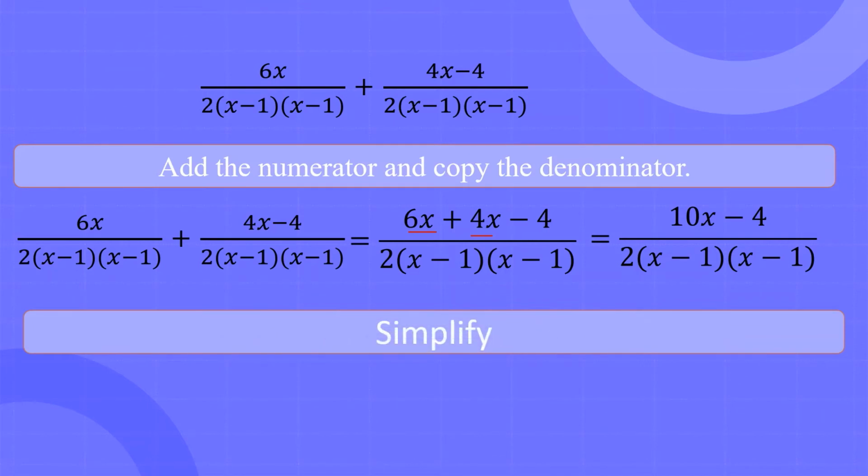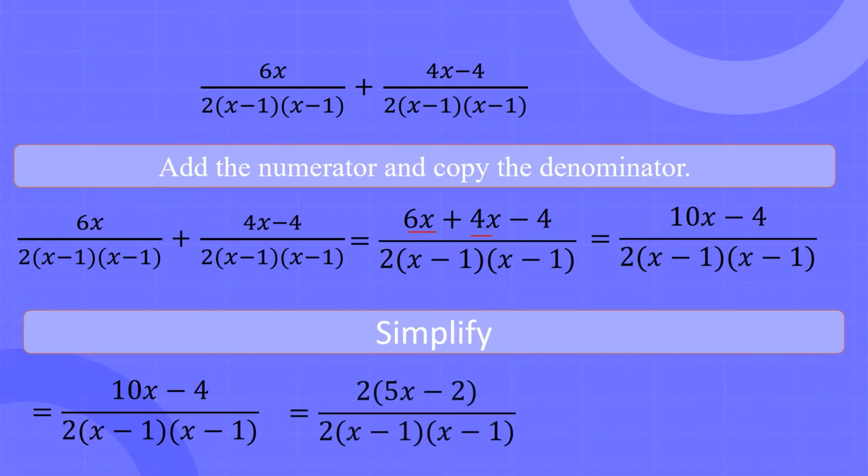Okay, the next is to simplify. Okay, so 10x minus 4 can be factored out by common monomial factor, and its GCF is 2. Okay, so 10x divided by 2 is equal to 5x, and negative 4 divided by 2 is equal to negative 2. Okay, so ano ang makikita natin na common factors from numerator and denominator? Okay, correct. So, we have 2. So, cancel out natin yung 2. Then, the final answer is 5x minus 2 over x minus 1 times x minus 1.